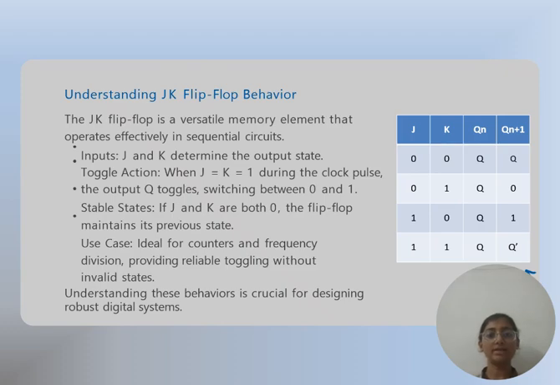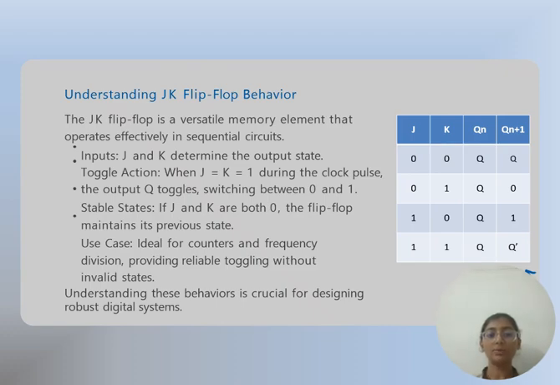Understanding JK flip-flop behavior. The JK flip-flop is a versatile memory element that operates effectively in sequential circuits. Inputs J and K determine the output state. Here the toggle action occurs when J equals K equals 1 during the clock pulse.